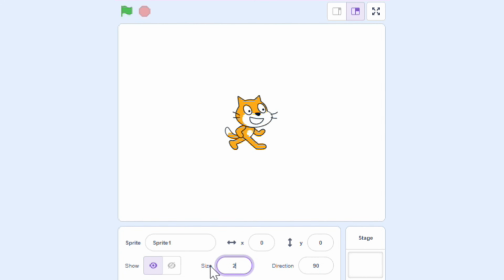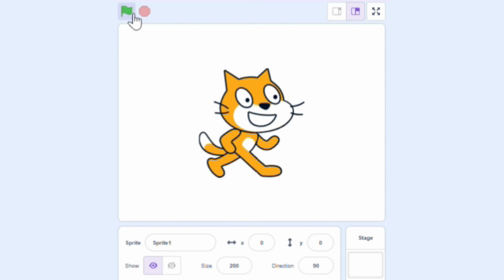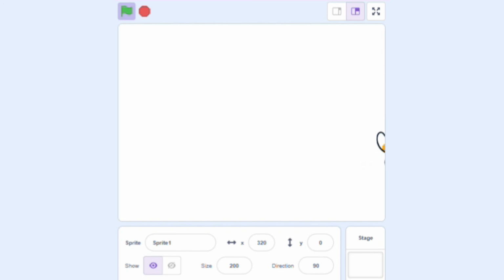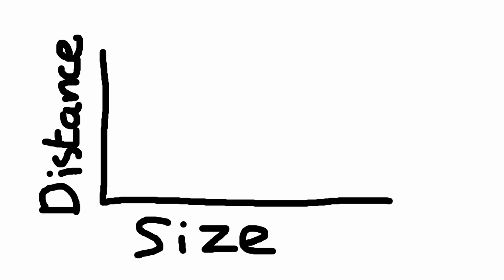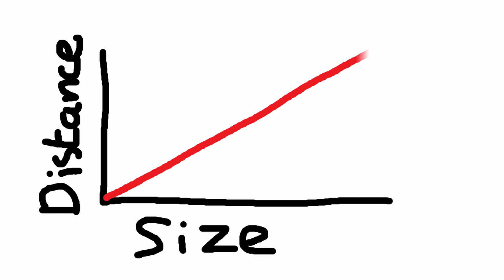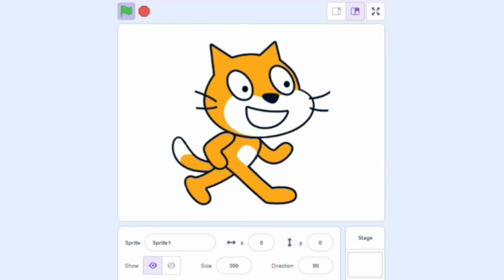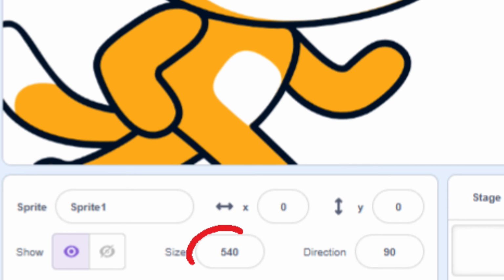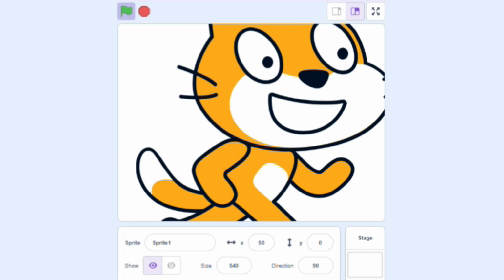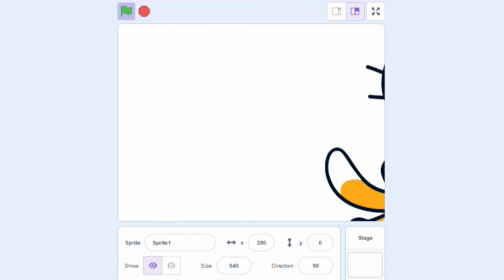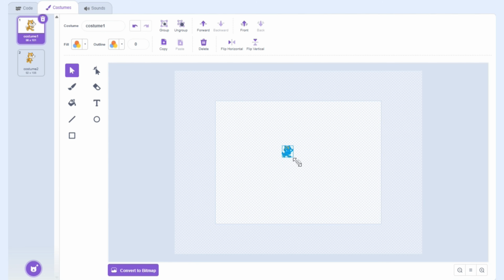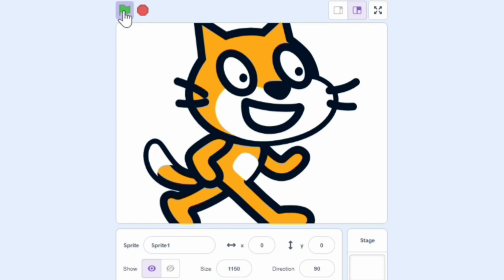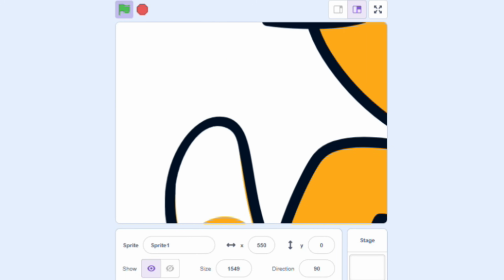If we increase the size of the sprite to 200%, the sprite can go all the way up to X equals 320, but still not completely off screen. So it seems that the larger the sprite is, the farther past the edge we can go. But unfortunately, there is a size cap. For the cat sprite, the size cap is 540%, meaning the farthest past the edge we can go is to X equals 482. But if we make the sprite smaller in the costume editor, it increases the size cap, meaning we can go farther past the edge.